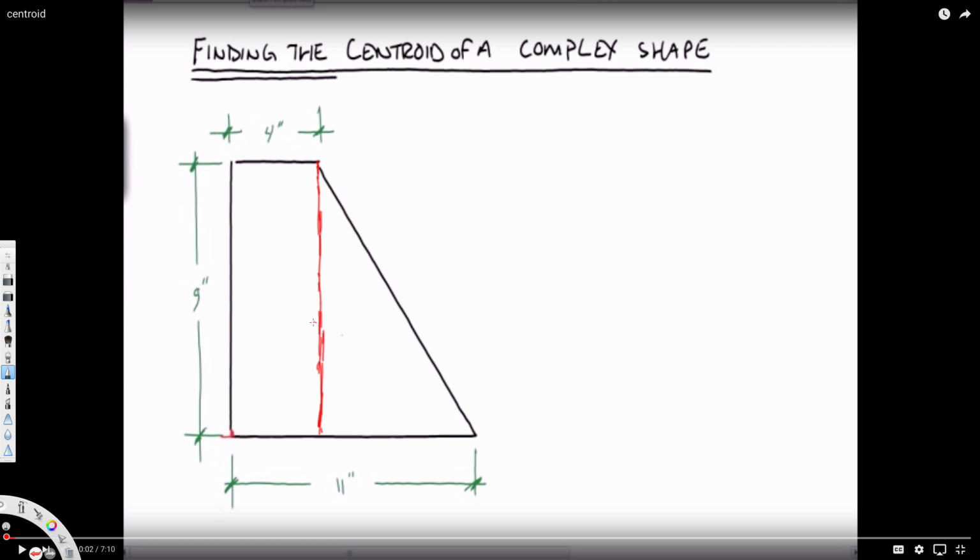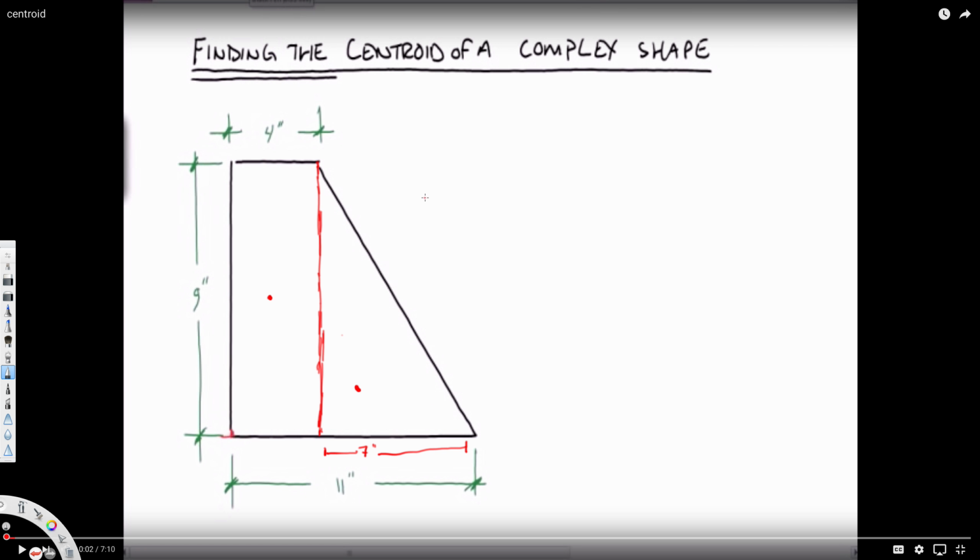We also have to know that for the rectangle, the centroid is going to be exactly in the middle, and for the triangle, the centroid is going to be one third from the height. So it's going to be one third from the base and one third from the height, exactly somewhere right here. Since they have given the top distance as 4 inch and the bottom distance as 11 inch, 11 minus 4 is going to be 7. So this is going to be my 7 inch.